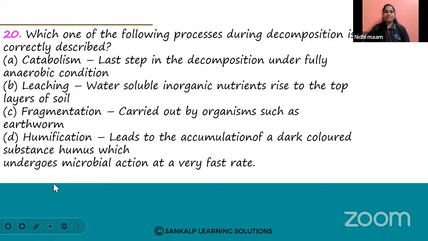Let us check the answer here. See, catabolism is not the last step. The last step in the decomposition is mineralization. Catabolism is the degradation of organic matter into inorganic substances. So it is not the answer. Next, leaching: water soluble inorganic nutrients rise to the top layers, it says. But here it is not the top layer; they seep down to the lower layers of the soil. Then humification leads to accumulation of a dark colored substance, humus, which undergoes microbial action, it says.